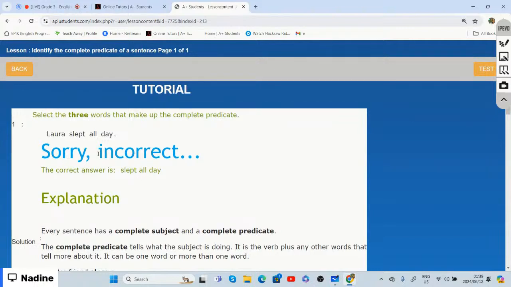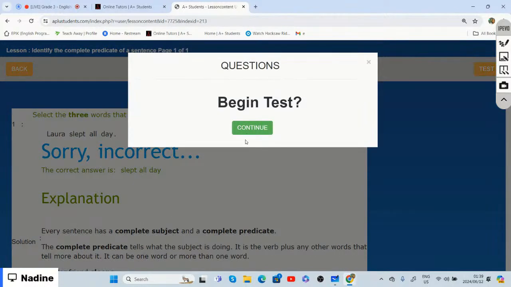For example, here it says Laura slept all day, right? So what did Laura do? She slept all day, right? And that is an example of our predicate. Let's go to our test.